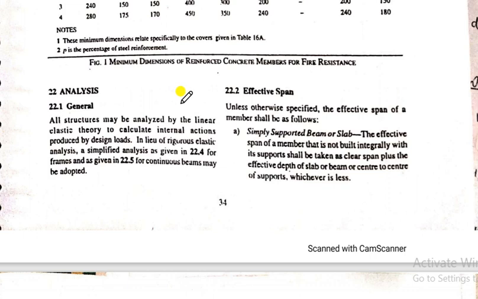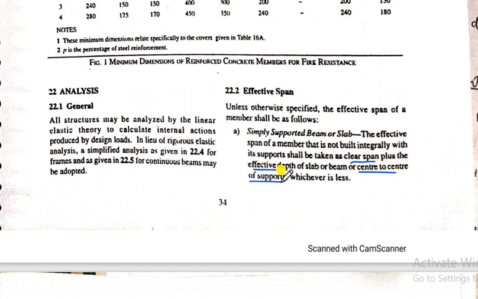Yes, we are in page number 34. So my dear friends, as it is said here, the effective span of a member that is not built integrally with its support can be calculated as clear span, which is already given in the question, plus effective depth, and we have already calculated the effective depth. So clear span plus effective depth will give you the effective span of the slab or beam, or center to center of the supports.